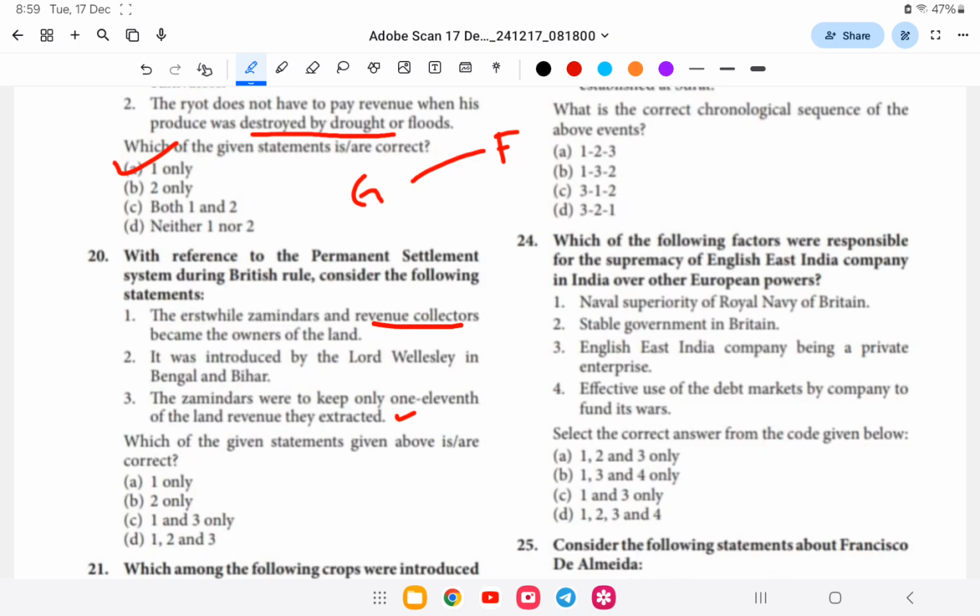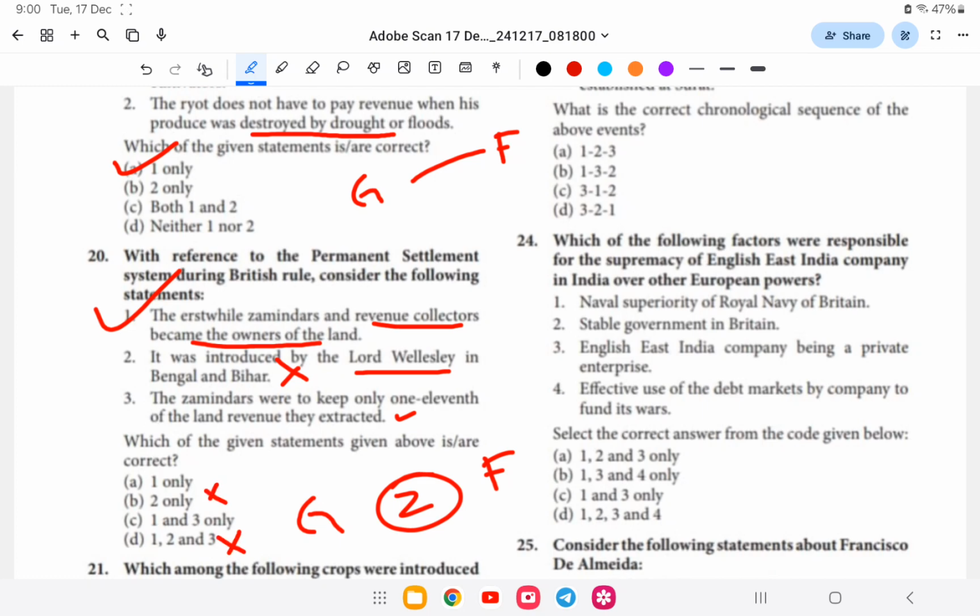So zamindars or revenue collectors became land owners. So it is correct, because the zamindar was a middleman between the government and the farmers. So one is correct. Introduced by Lord Wellesley? It was started by Lord Cornwallis in 1793. So 2 is wrong. 2 eliminated.